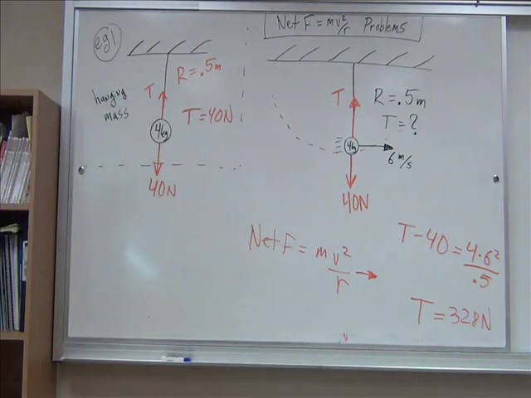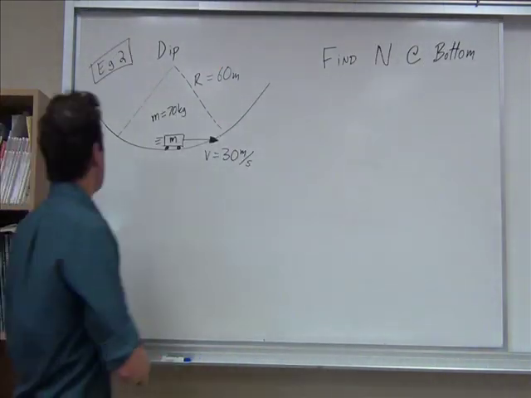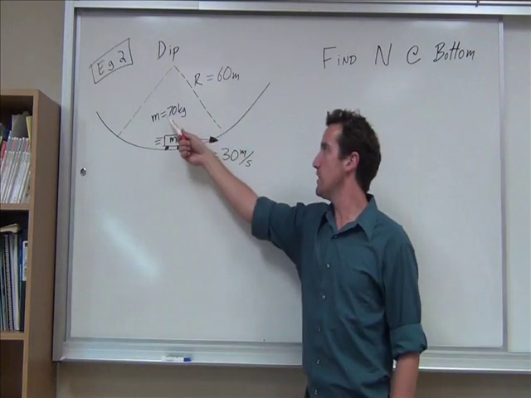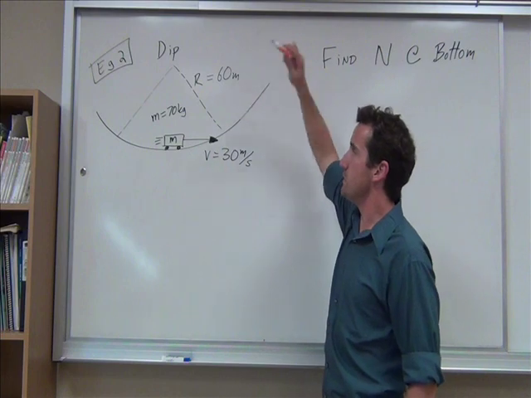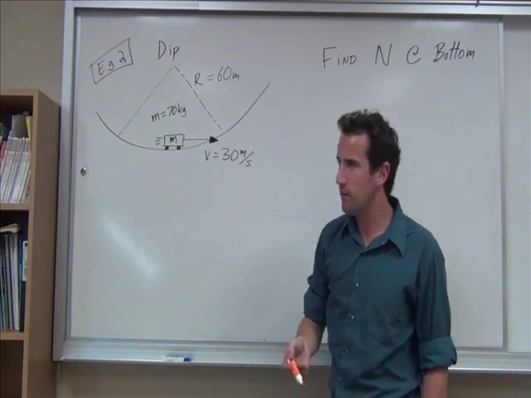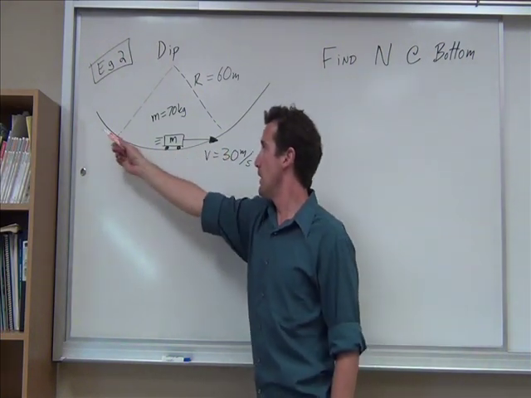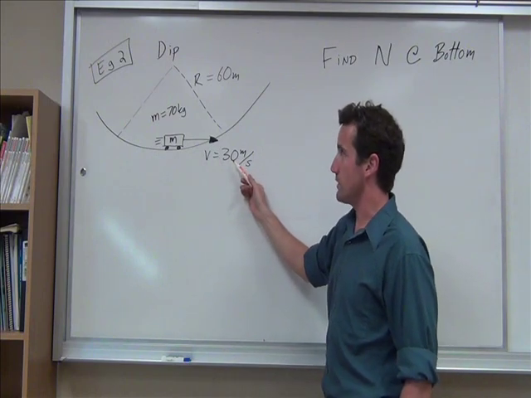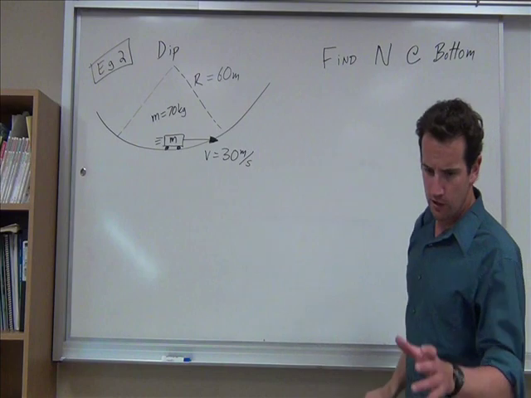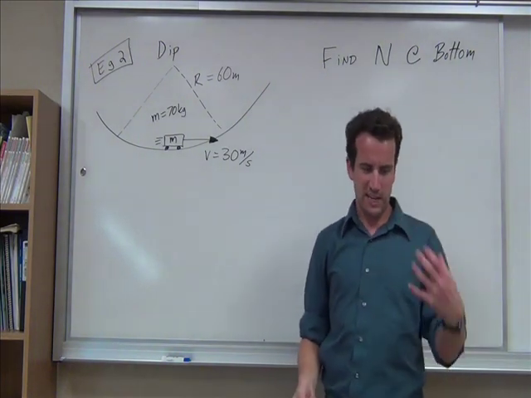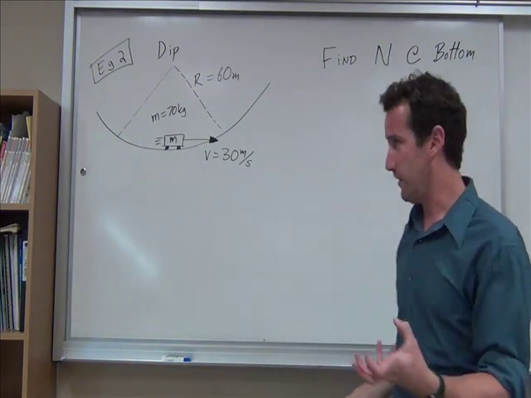Next example. In this example, we have a 70 kilogram passenger in a cart traveling along a curve of radius 60 meters, like maybe the bottom of an amusement park roller coaster, and it's traveling at 30 meters per second. And the question is, find the normal force at the bottom. The normal force at the bottom is going to tell you how you would feel in the cart.